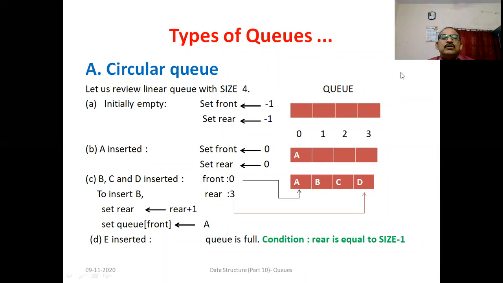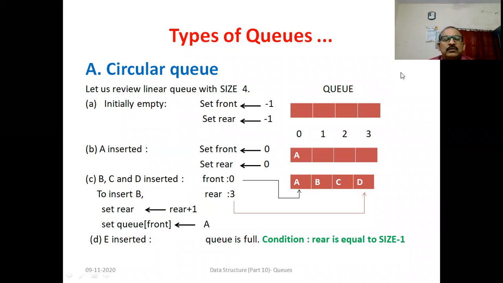Before learning the concept of the circular queue, let us review the linear queue with size 4. As we have already seen, initially when the queue is empty, we set front is equal to -1 and rear is equal to -1. Suppose A is inserted, the first element, we set front is equal to 0, rear is equal to 0. And suppose B, C, D are inserted into the queue. In that case, front has value 0 and rear has value 3. Is it clear?